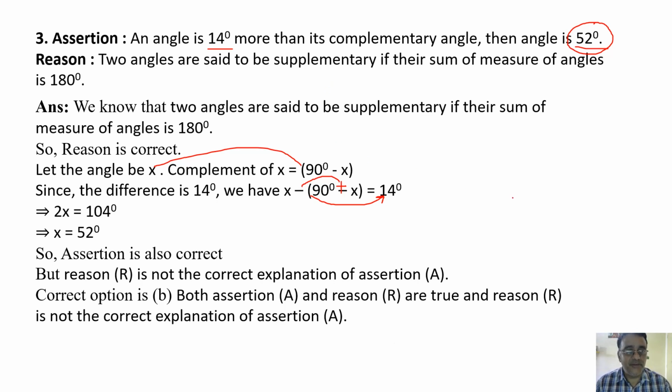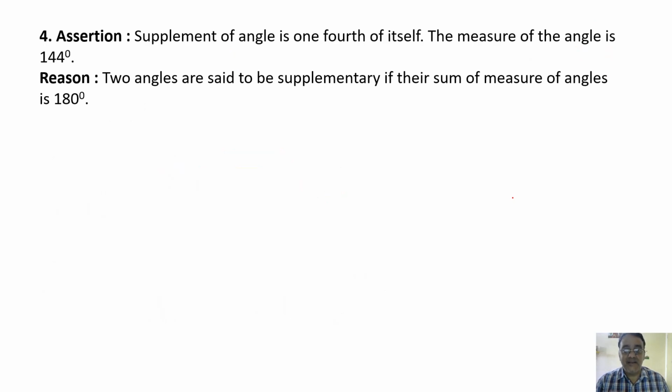Okay, so now we are moving toward question number 4. Supplement of angle is 1/4 of itself. The measure of the angle is 144 degree. Now the reason is given, two angles are said to be supplementary if their sum of measure of angles is 180 degree. So reason is correct. अभी देखे थे, and now reason is also useful for assertion. We have to use that reason only for assertion. So now we have to check whether assertion is correct or not.